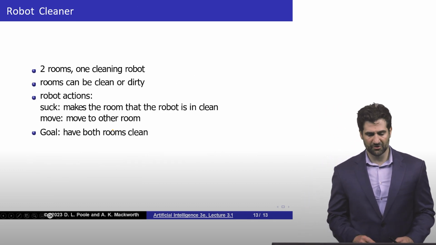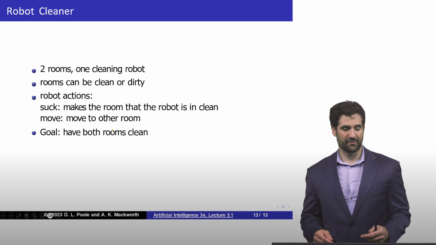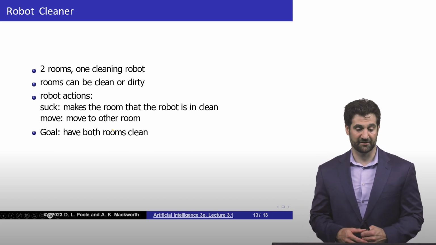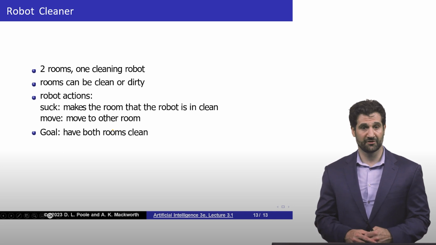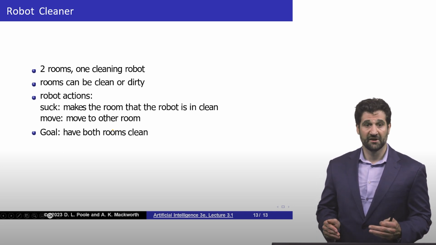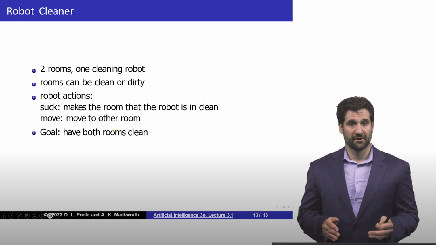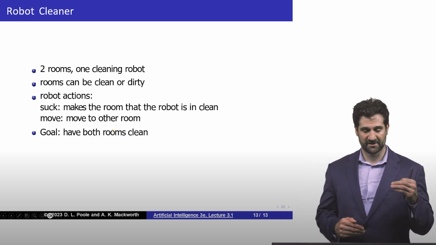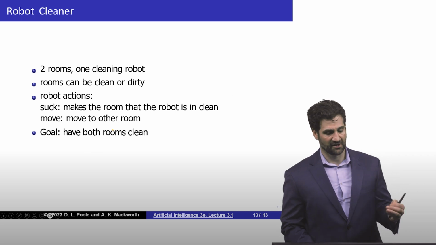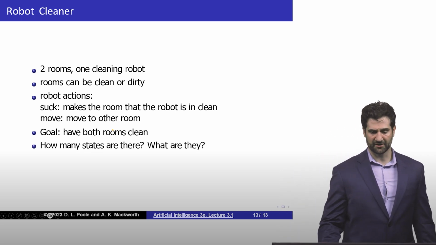All right, so let's do one more example before wrapping up this lecture. Let's say we have a robot cleaner. 2 rooms, 1 cleaning robot. Rooms can be either clean or dirty. And the robot can make the room that it is in clean. It can move to the other room. So it has a sucking action and a moving action. And the goal is to have both rooms be clean.